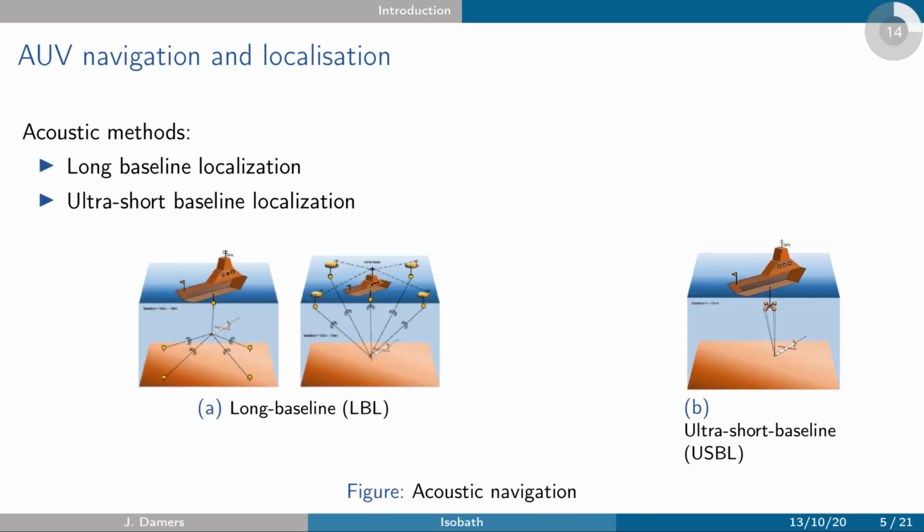There are also acoustic methods like long baseline localization and ultra-short baseline localization. The first one works with several beacons. So they are either fixed on the seafloor or attached to buoys on the surface. The beacons have their absolute position, and they transmit messages to the AUV, and the AUV will be able to triangulate its position relative to the beacons, and because the beacons send their absolute position, it will be able to know its absolute position.